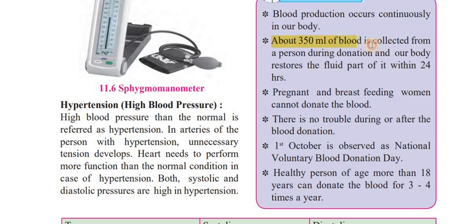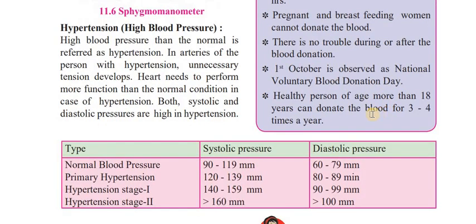About 350 ml of blood is collected from the person during the donation, and it can be recovered within 24 hours. Here one more important question, that is for match the pair. It's the 1st October, blood donation day.